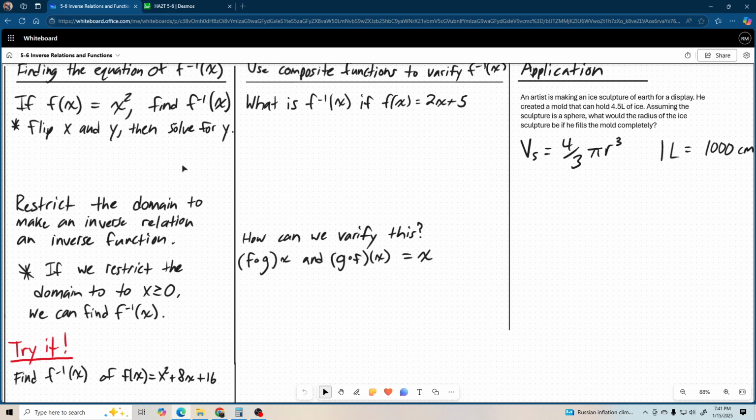So if I have f of x equals x squared, if we write this in terms of y, we can say y equals x squared. So if I flip the x and y, I'm going to get x equals y squared. And then remember, we want to solve this so that it says y equals something. So I'm going to have to take the square root of both sides, which means I have to take the positive and negative. And this is going to give us y equals positive and negative square root of x. So this here, y equals positive and negative the square root of x, is the inverse of x squared.